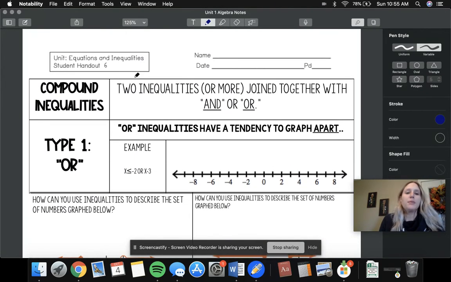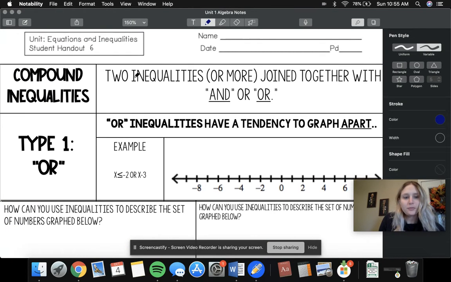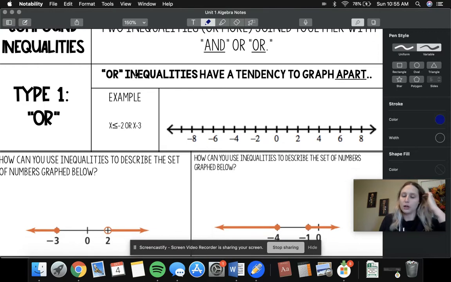Compound inequalities are two or more inequalities that are joined together by the word and or the word or. First we're going to do the word or. The first type is the or, and that is when they have a tendency to be graphed away from each other. When we did the parking lot activity, we could have done something like x is less than or equal to -2, or x is greater than 3.